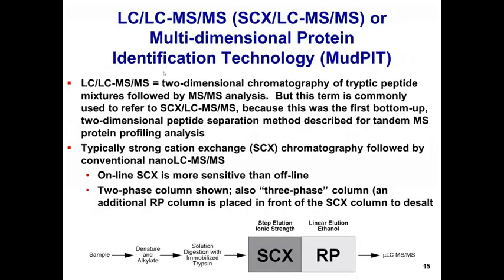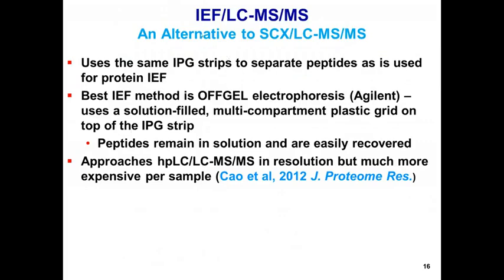Briefly, the LC-LC method using strong cation exchange is one of the oldest bottom-up techniques, and it is sometimes referred to as MudPIT, for multidimensional protein identification technology. It utilizes strong cation exchange of the tryptic peptides, and this can be done offline or, to achieve more sensitivity, can also be done in an online mode as diagrammed here. The alternative to SCX LC-MS is isoelectric focusing.